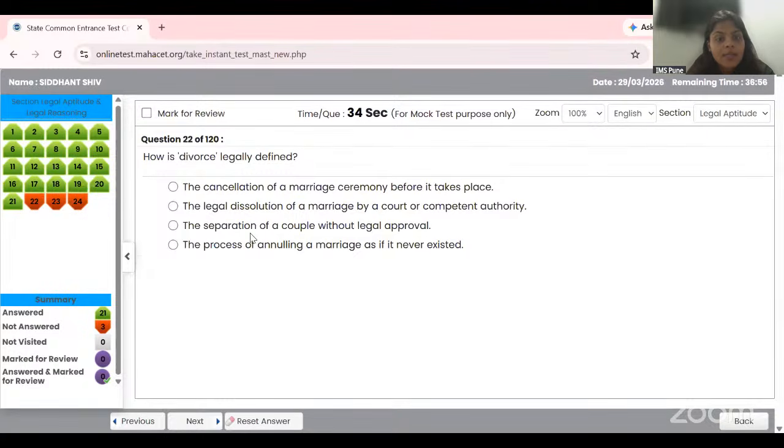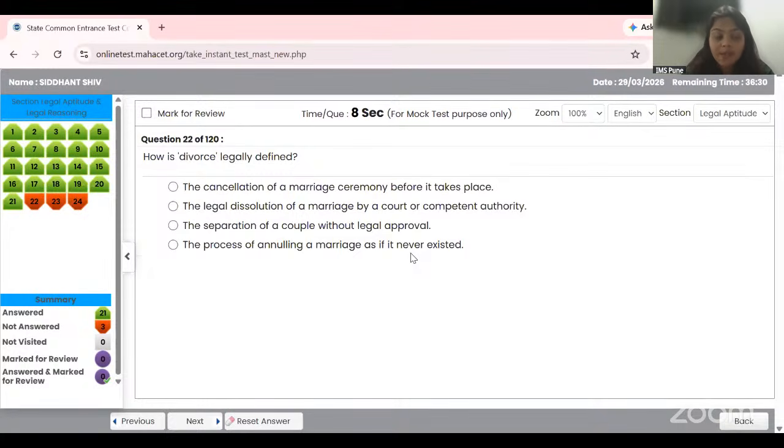This follows. Then there is separation of couple without legal approval. This is incorrect, because here you go to court to ask for divorce and you need a legal approval for it. Then last is process of annulling the marriage as if it never existed. See, annulment is when you say that the marriage procedures were not correctly performed, and this marriage was never a marriage in the first place.